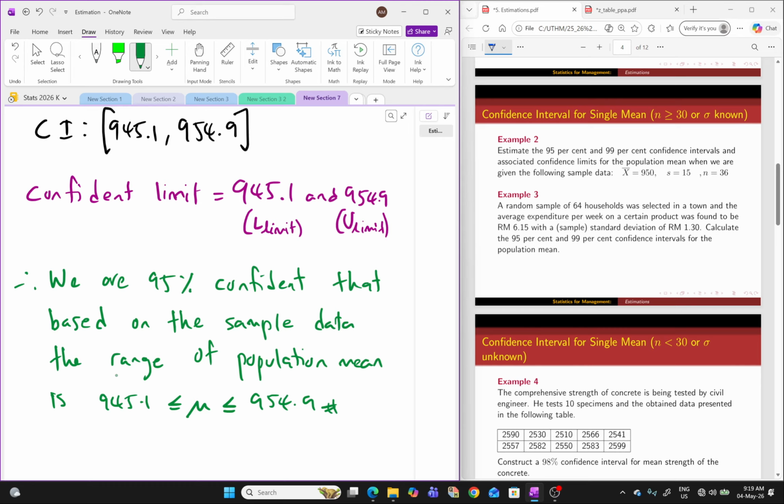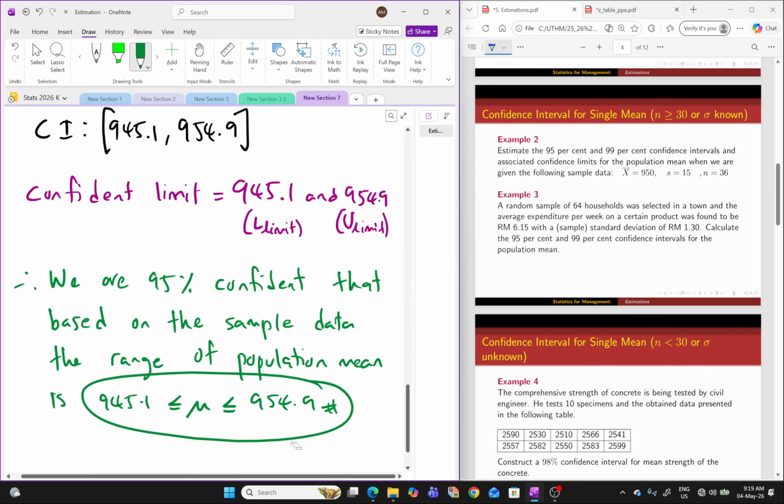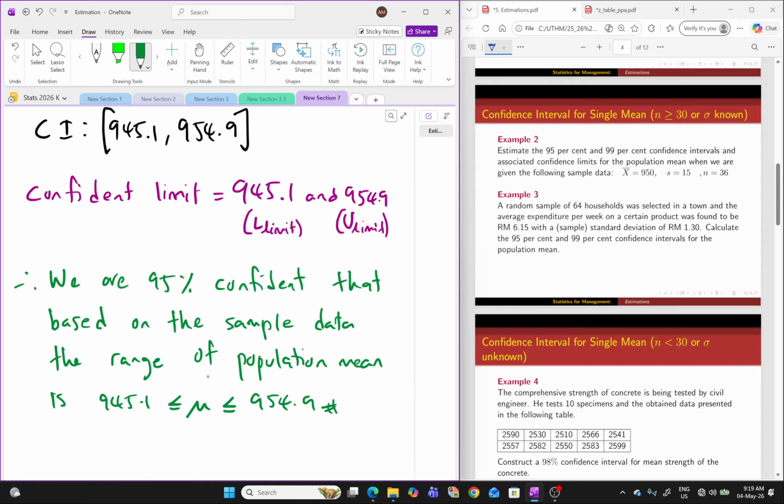Based on the sample data yang kita dapat dari sampel ni, the range of population mean. So kita boleh anggarkan sekarang the weight of the bag from whole Malaysia is in between this number and this number. Kita tak dapat tepat, mungkin di antara itu.